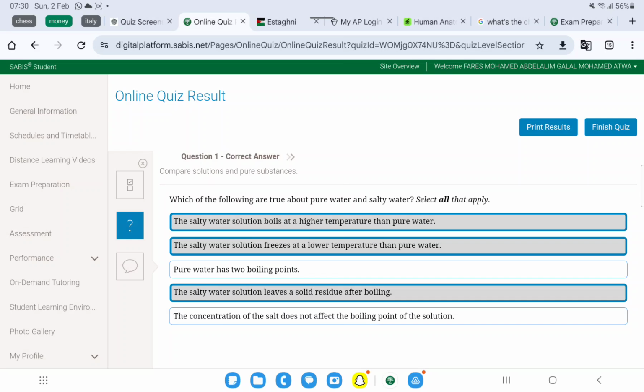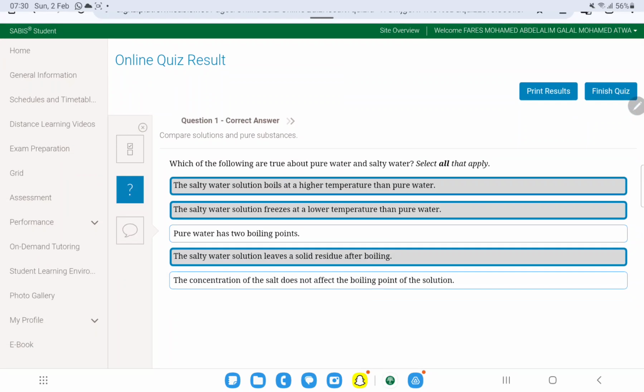Now this is chapter 6.2 for Chem again. Which of the following are true about pure water and salty water? Now we know that when you add a solute to a pure substance, it increases the boiling point and decreases the freezing point. So the salty water solution boils at a higher temperature than pure water. The salty water solution freezes at a lower temperature than pure water.